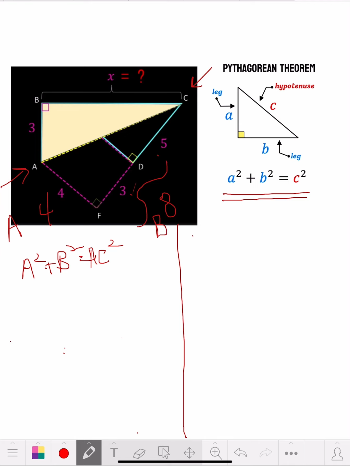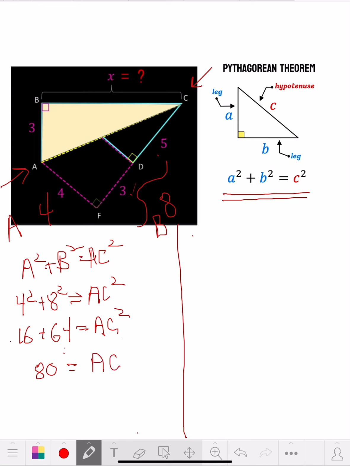So we got A, which is 4, right? 4 squared plus 8 squared equals AC squared. So 4 squared is 16. 16 plus 64 equals AC squared. Okay, 16 and 64 is 80. 80 equals AC squared.